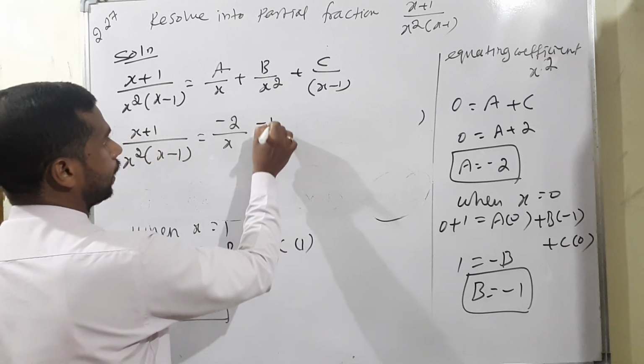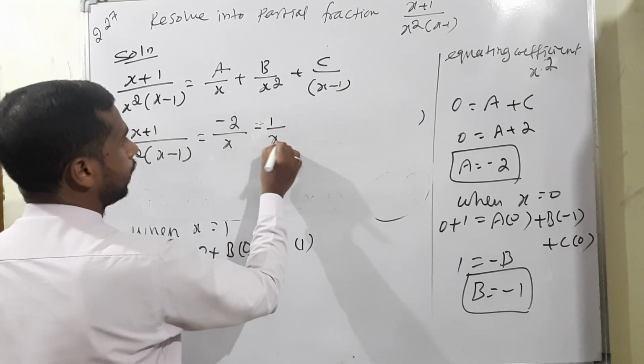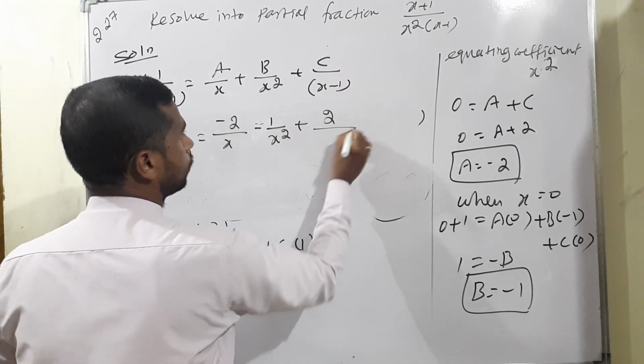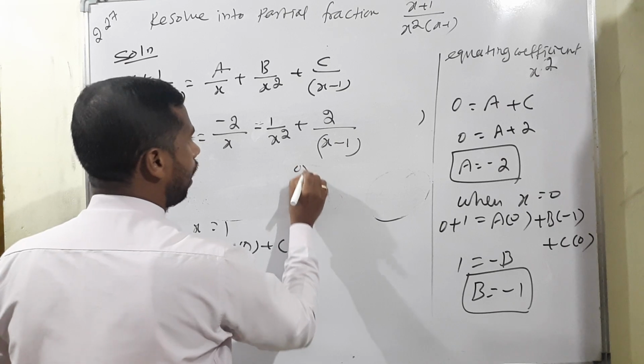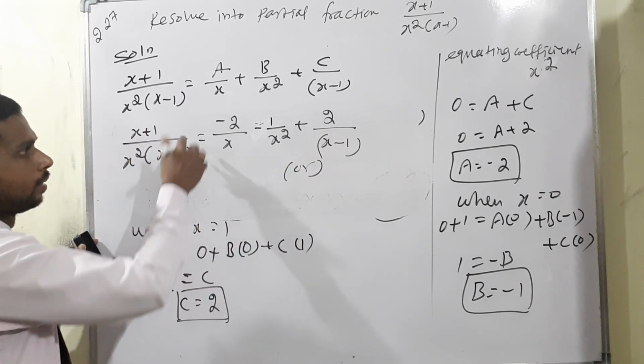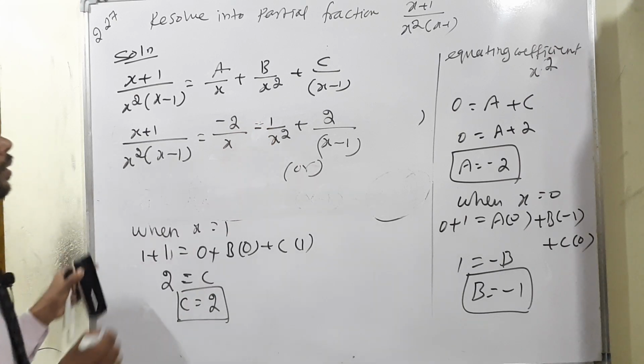So b is equal to negative 1 by x square, last case plus c is equal to positive 2, divided by x minus 1, or we can write the positive value first also. This is also the correct way. This is also the correct answer. Okay, I will continue to the next question.